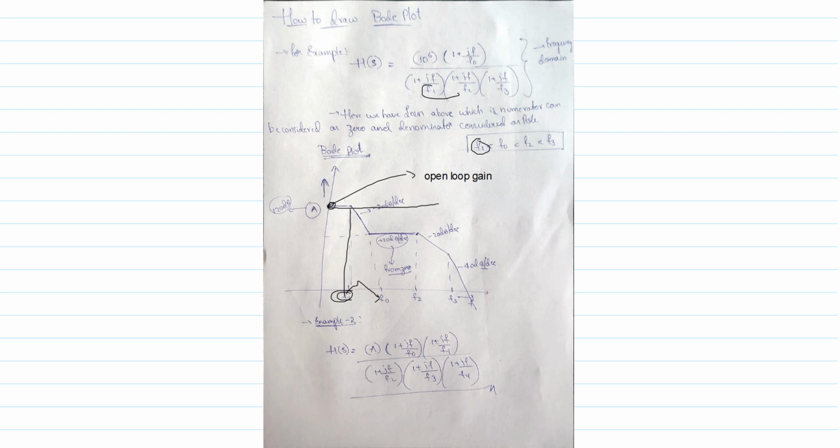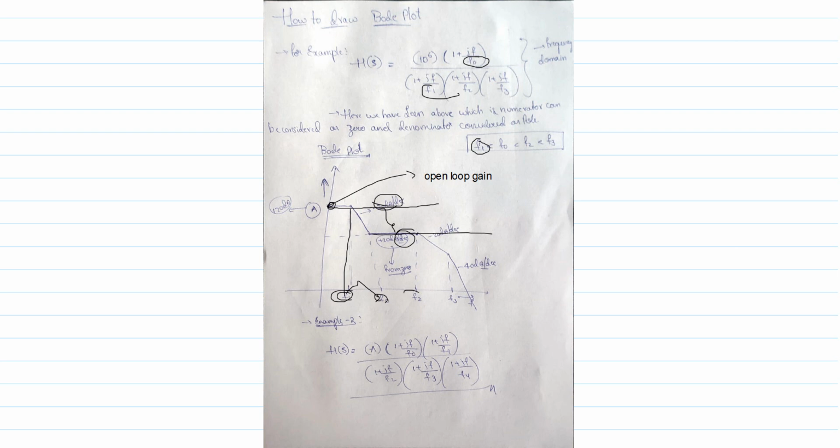f0 is a zero, because it is in the numerator. Whenever a zero exists, the slope increases by plus 20 dB per decade. Previously we had minus 20 dB per decade, and with plus 20 dB per decade from the zero, the total is 0 dB per decade. After f0 the slope is constant, because minus 20 plus 20 gives 0. And after that comes f2.